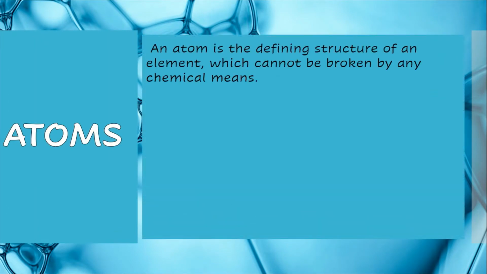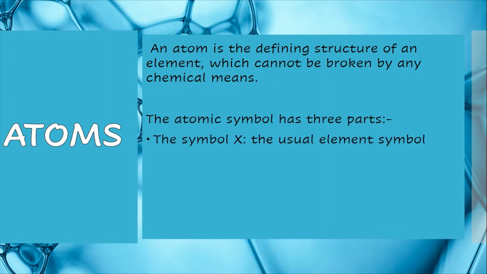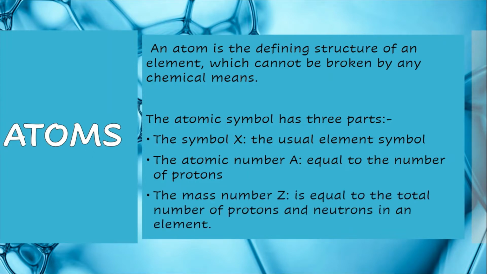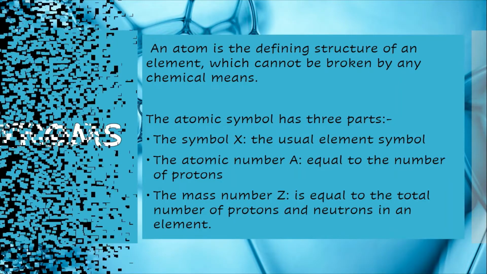Atoms. An atom is the defining structure of an element which cannot be broken by any chemical means. The atomic symbol has three parts: the symbol X, the usual element symbol; the atomic number Z, equal to the number of protons; and the mass number A, equal to the total number of protons and neutrons in any element.